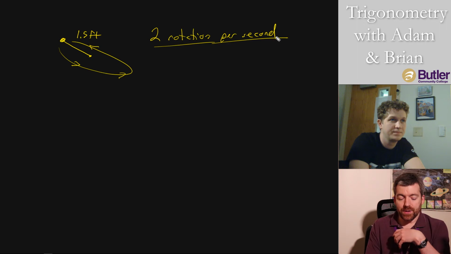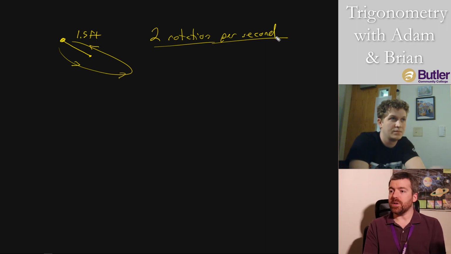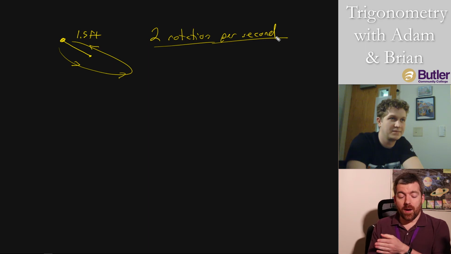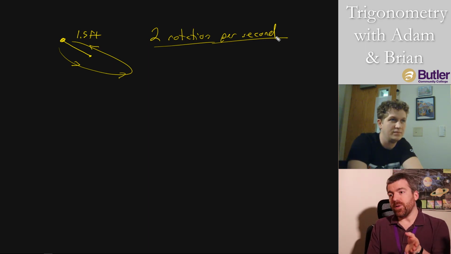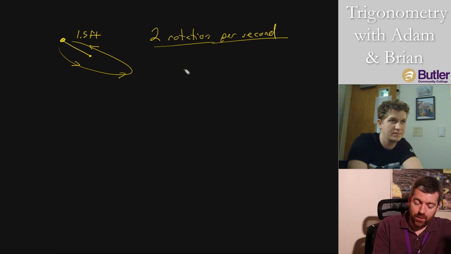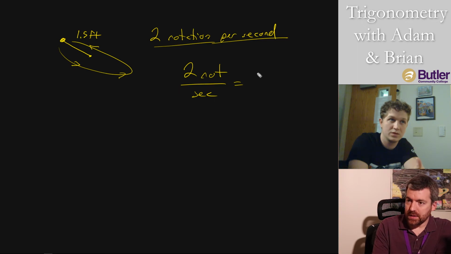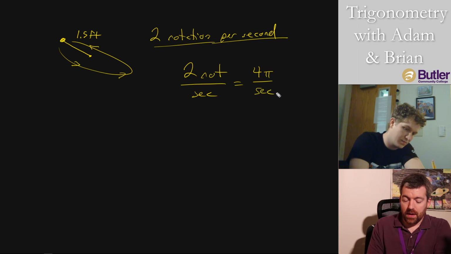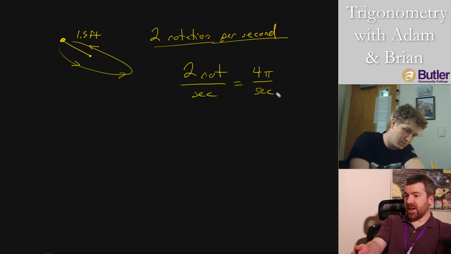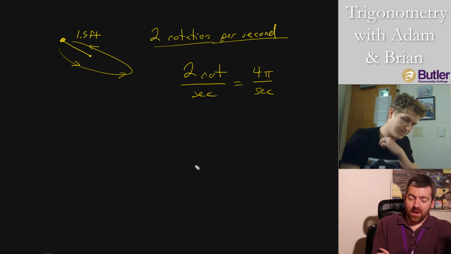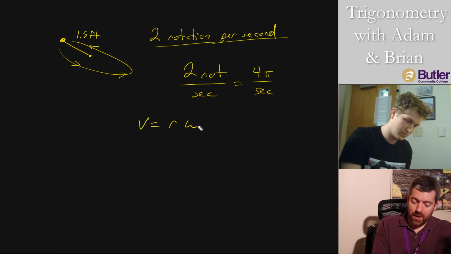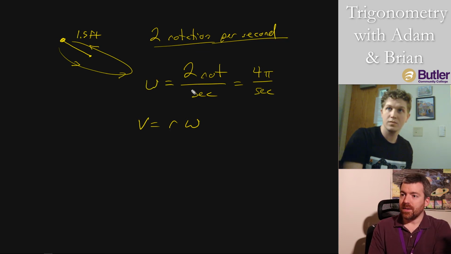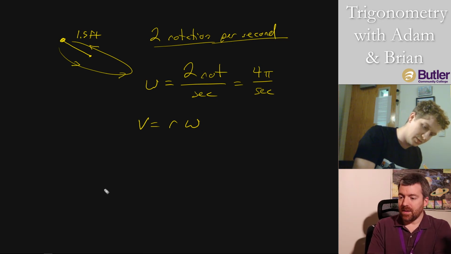And then to go to a linear speed, which I think is what we're headed towards. I don't know how fast it goes when I let go. Exactly. We need to convert that to radians, which is not too bad. 2 rotations per second converts to 4 pi radians per second. Now, the last formula we looked at, the one that converts between the two, V equals R times omega, and we just found omega. Omega is 4 pi per second. Yeah, it's the angular speed.